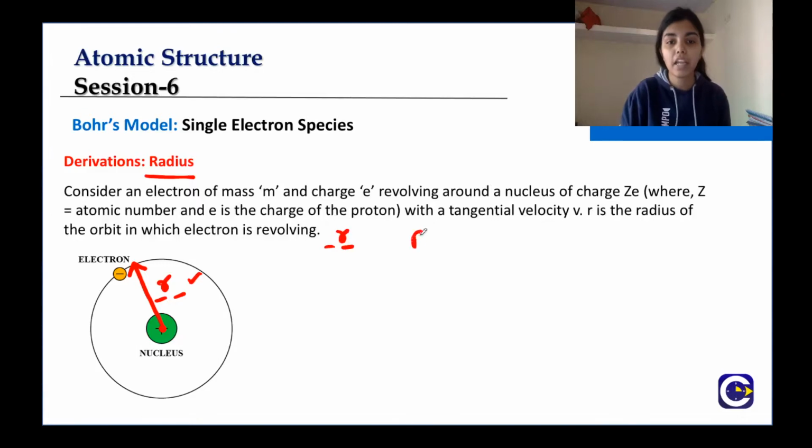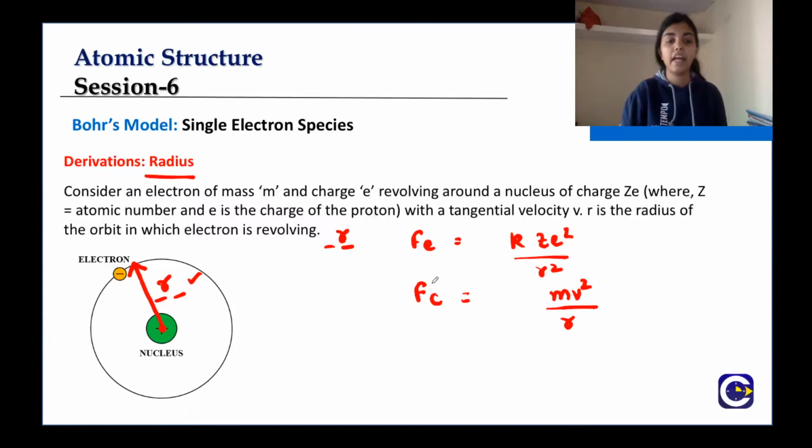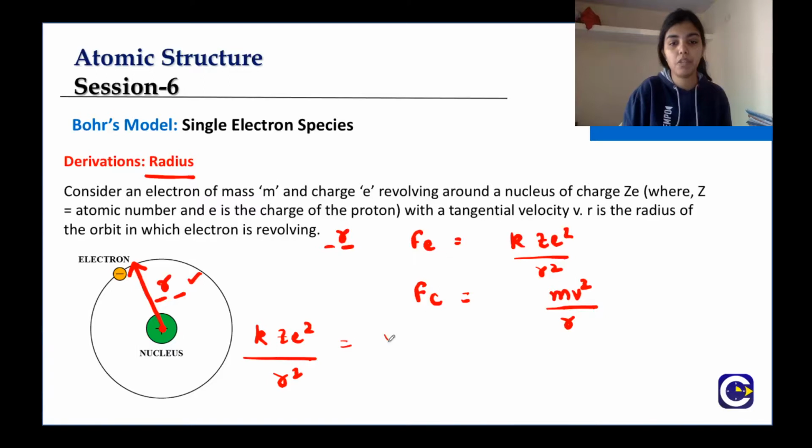First, the electrostatic force of attraction is given by what? Kze square divided by R square. And the centripetal force is given by what? Mv square by R. Previously we have already studied that the electrostatic force is basically responsible for the centripetal force and vice versa, so we can equate the two. Kze square divided by R square will be equal to Mv square by R.